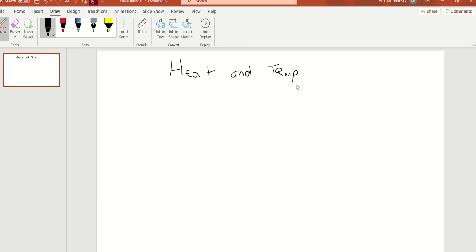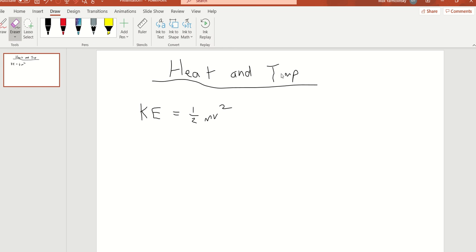So earlier in the semester, we learned about something called energy. For example, there was something called kinetic energy, KE. That was equal to 1/2 times the mass of an object times its speed or velocity squared, right? In this section, we're going to talk about a different kind of energy, and that's the energy of heat.